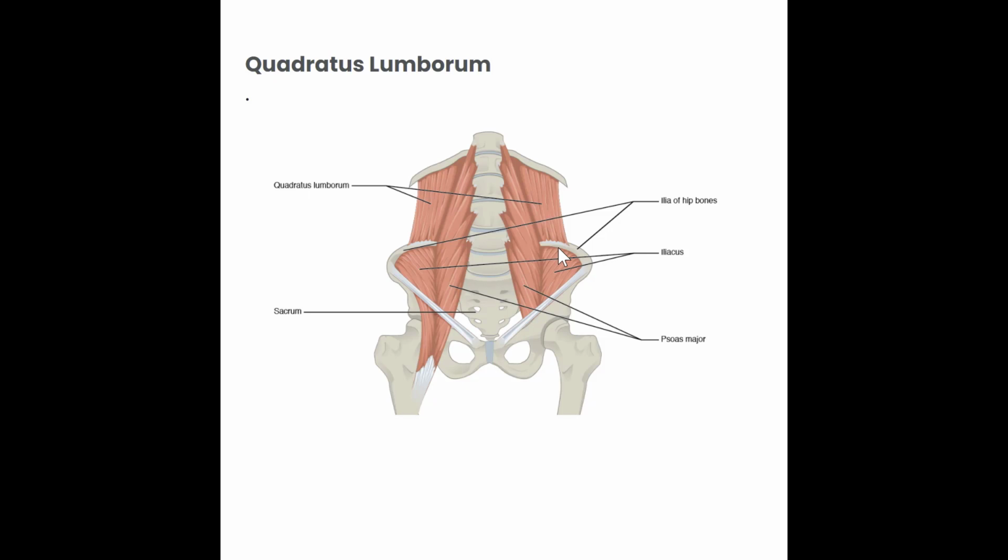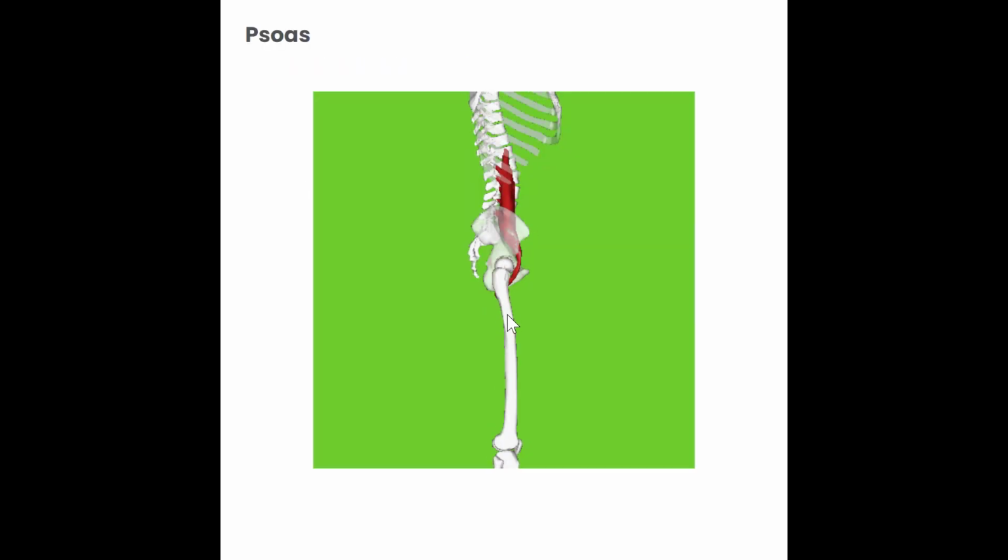The other muscle that we see in the area then is the psoas muscle. And the psoas muscle is going to connect the spine down to the femur in the leg. So here we have the psoas muscle.